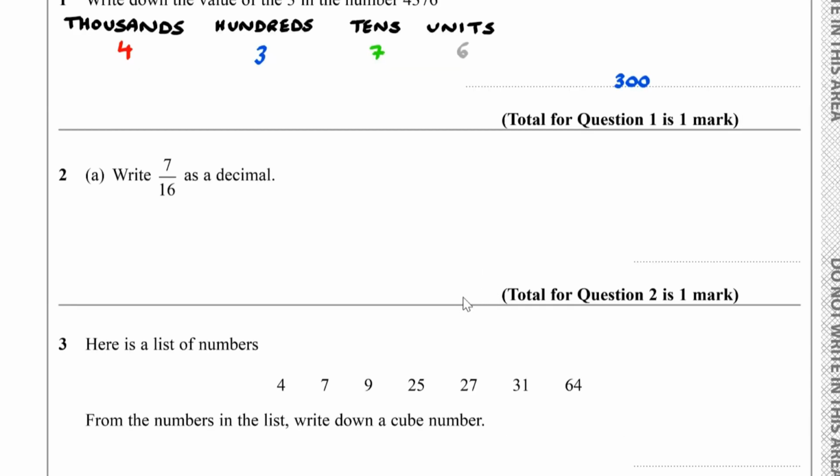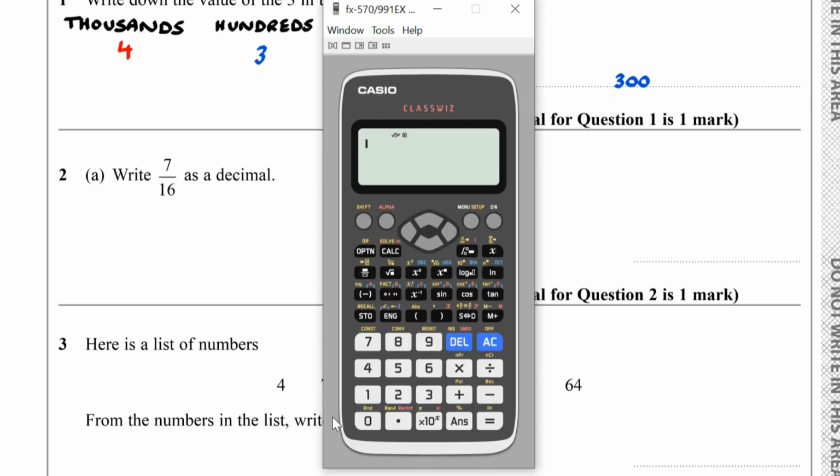Question number 2, we have to write 7/16 as a decimal. If I type 7/16 into my calculator and then press S-D, we can see the decimal equivalent is 0.4375.